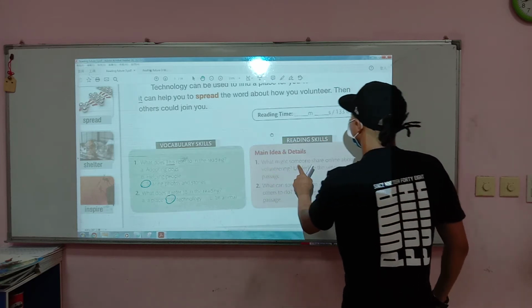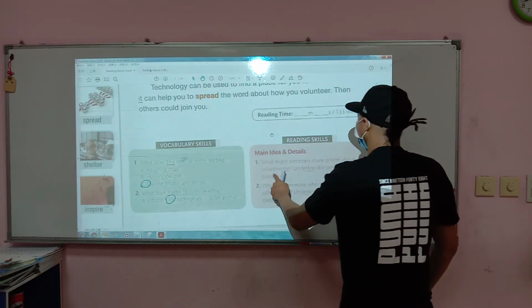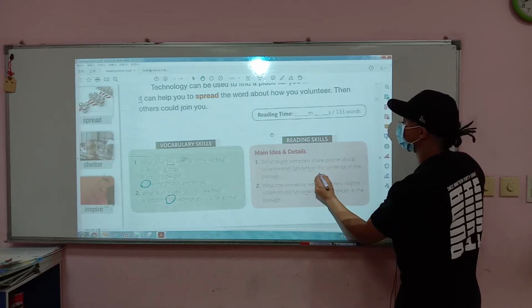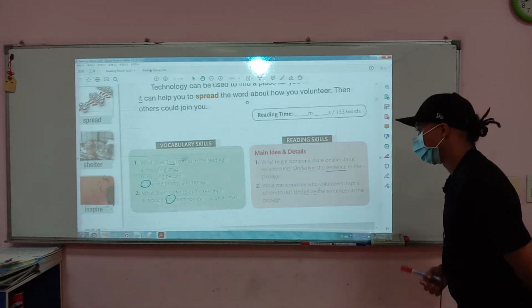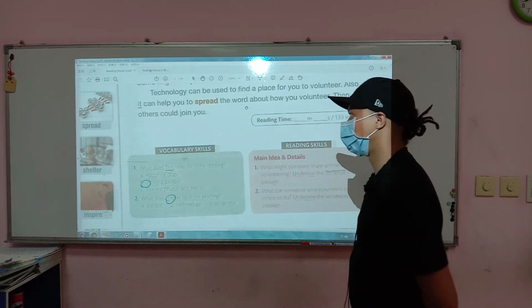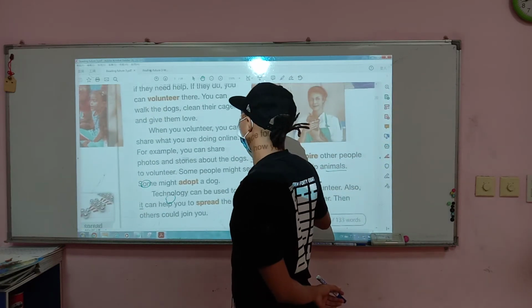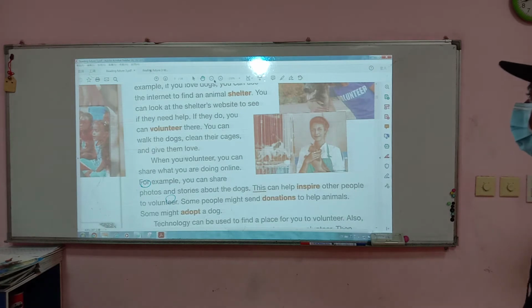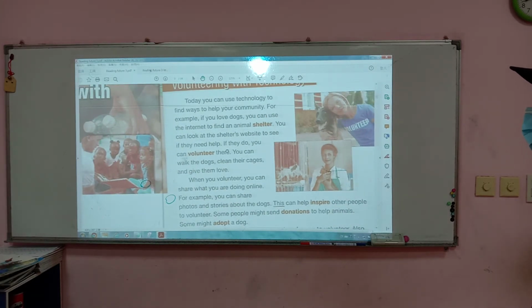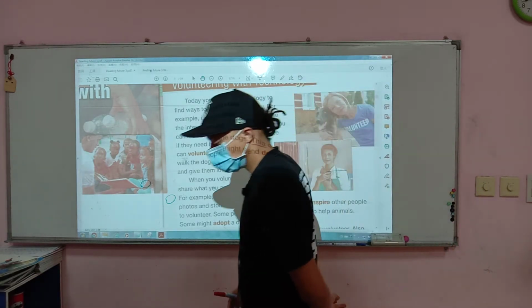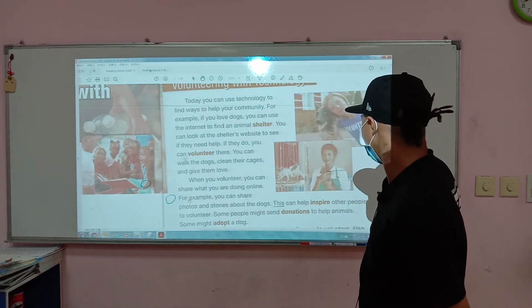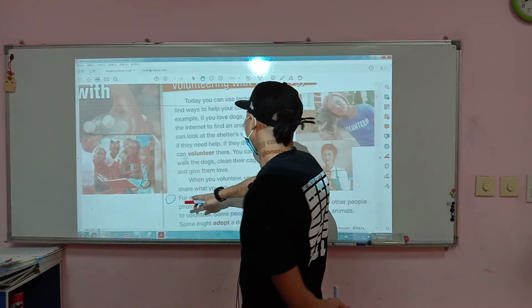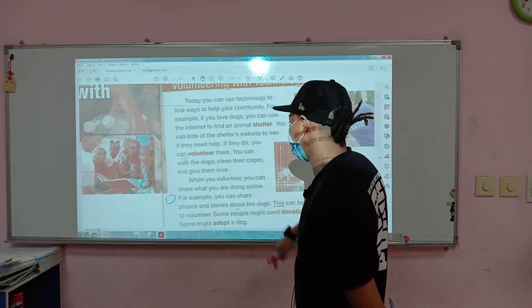Number 1, what might someone share online about volunteering? Underline the sentence. Only one sentence, please. So what might someone share online about volunteering? Let's see. Something about volunteering. Okay, so the question again, what might someone share online? So we have to look for the words maybe online. So when you volunteer, you can share what you are doing online.